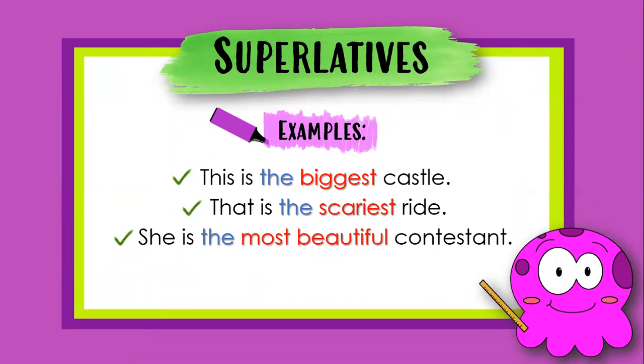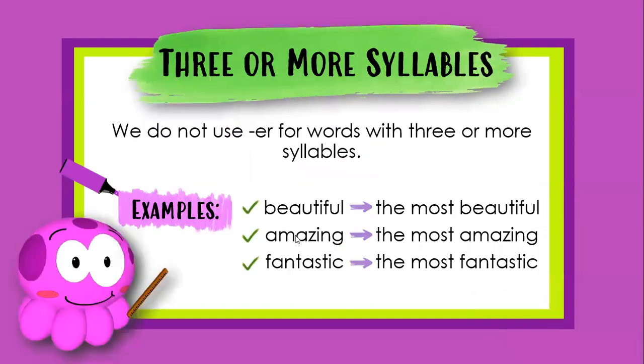Now, let's look at some examples using superlatives. So this is the biggest castle, EST, right? So there is no other castle bigger than this one. That is the scariest ride, EST. No other ride is scarier than this one. She is the most beautiful contestant. No other contestant is more beautiful.